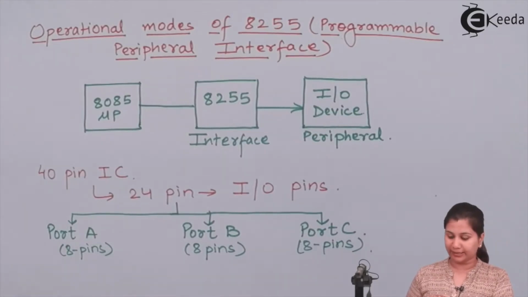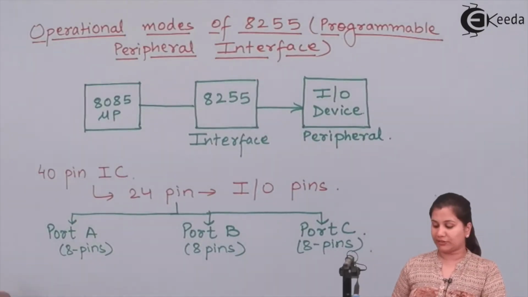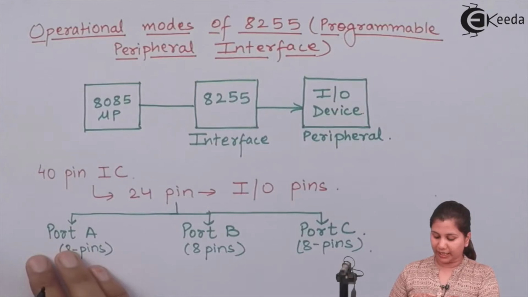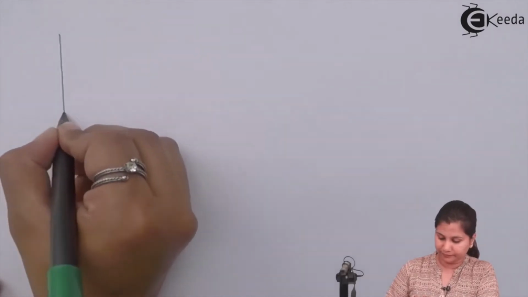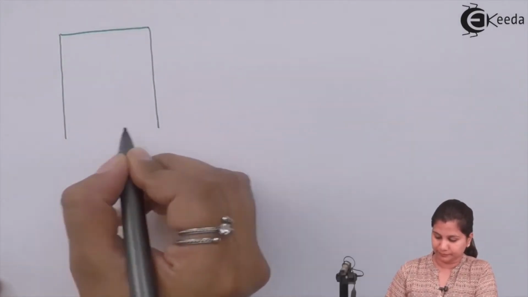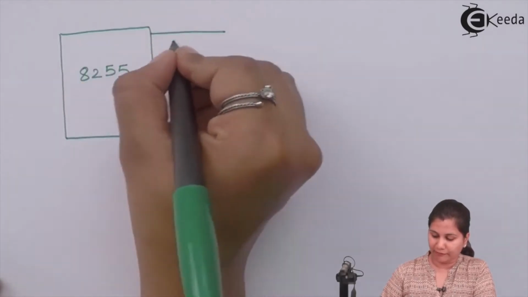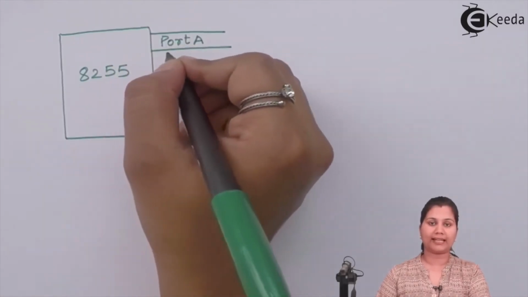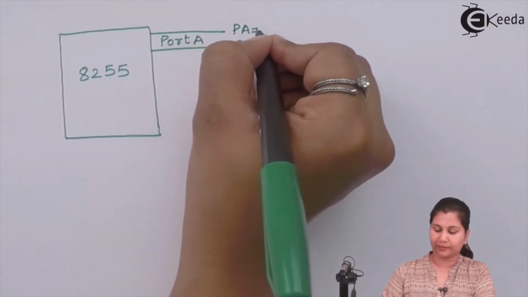That means these ports can be configured according to the need of the system as an input port or an output port. So these 3 ports can act as either an input port or an output port. So let's see how these 3 ports are described. This is 8255. Then we have port A here. This port A has 8 bits starting from PA0 to PA7.